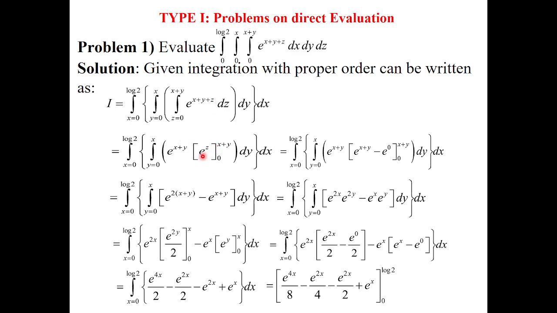Integration of e to the power z. Don't get confused. This is nothing but e to the power x plus y plus z only. Only separately it is written here. By putting the limit, your integrand converted in two variables. See this? Integrand converted in two variables only, x and y. So it is now a double integration.